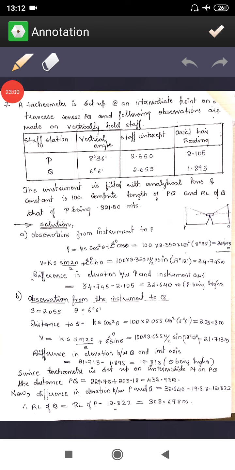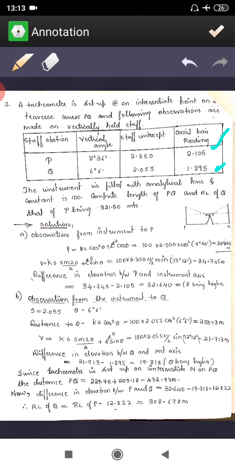Now one more problem we are going to solve regarding this one. This is the problem number, I think, 7. We are going to see that a tacheometer is set up at an intermediate point on traverse, that is PQ, and the following observations were made. Staff is kept at P and Q, and these observations are made here. 8 degree 36 minute is the vertical angle from P, and 6 degree 6 minutes is the vertical angle from Q. You are having the staff intercept 2.350 and 2.055, as well as the XL reading, 2.105 and 1.895.